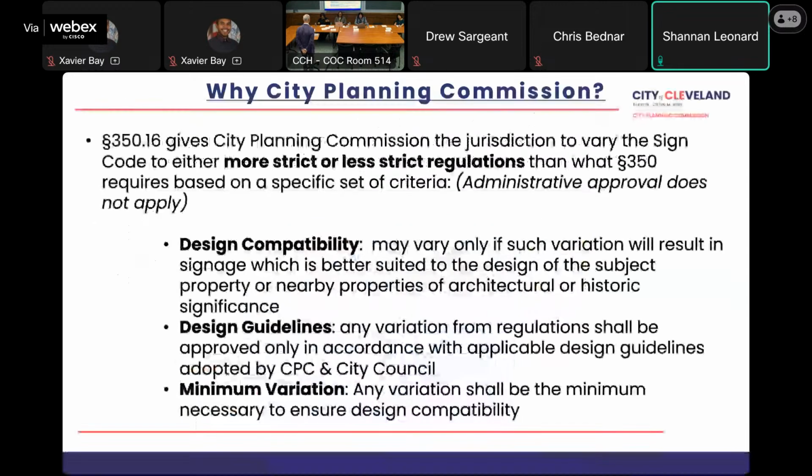Next slide, please. Why is this application here? As you know, city planning has the jurisdiction to vary the sign code to be more strict or less strict than what generally is required under 350. The things that you're looking at for standards is design compatibility, may vary if such variation will result in signage better suited to the design of the subject property or nearby properties. Any variation from regulations shall be approved in accordance with design review guidelines adopted by this commission and city council, and minimum variation. Next slide, please.